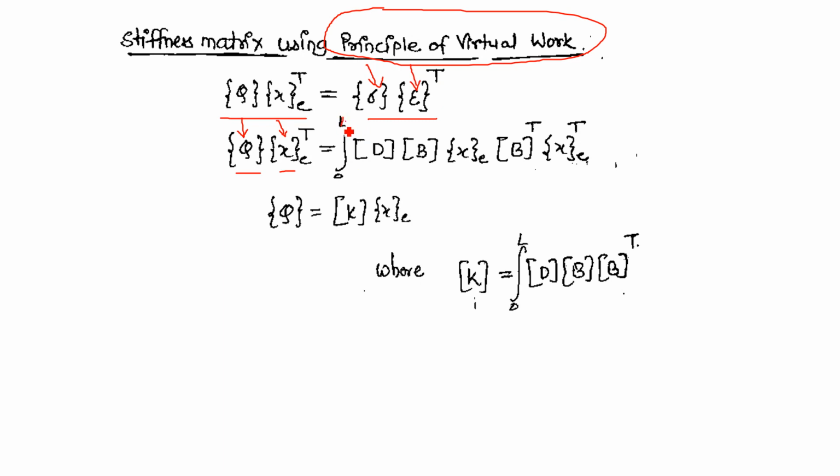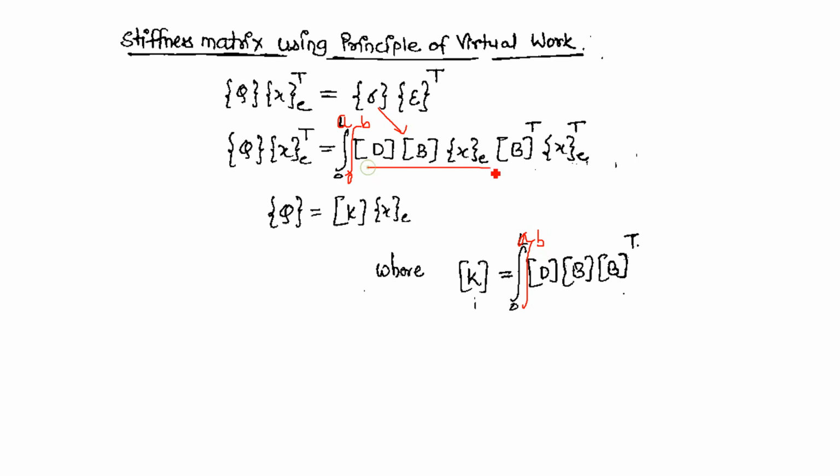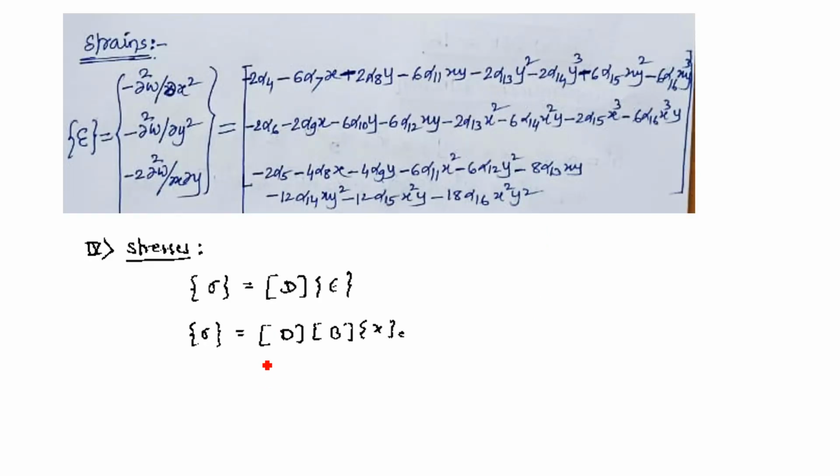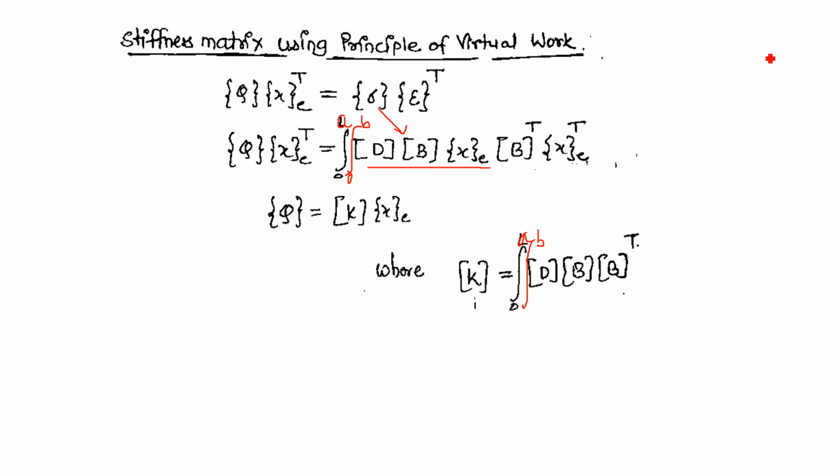So this is integration over the volume, or since it is a rectangular plate bending element, this is integration 0 to A and integration 0 to B. It is a double integration. If you put the value of stress from the previous step, this is D into B into xc, this is stress, and then if you put the value of strain, again B into xc, then D into B transpose over the integration 0 to A and 0 to B.